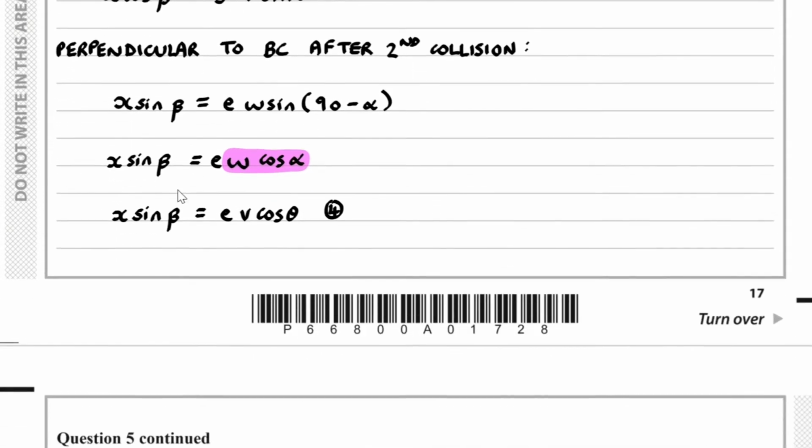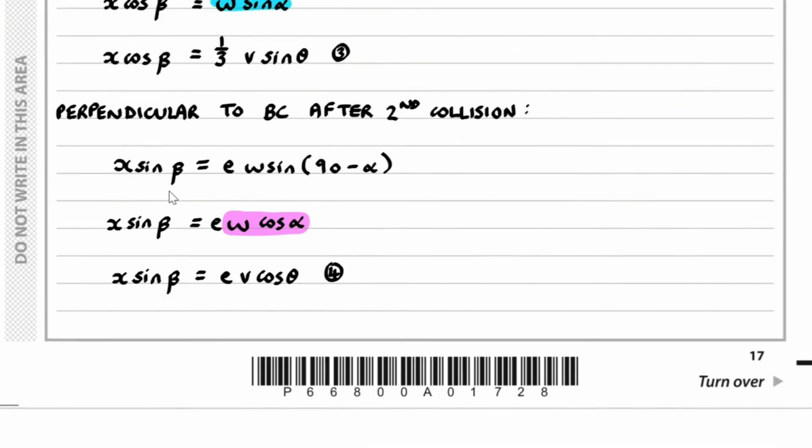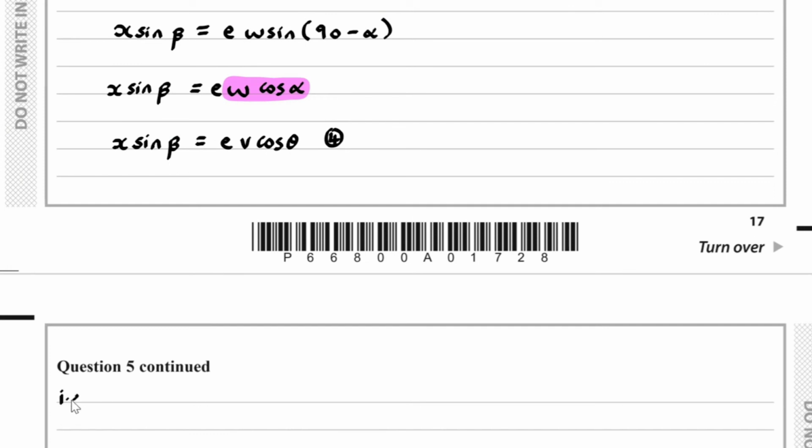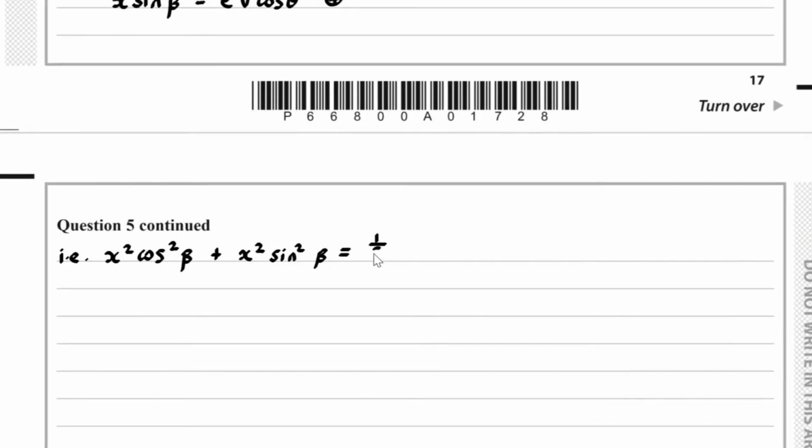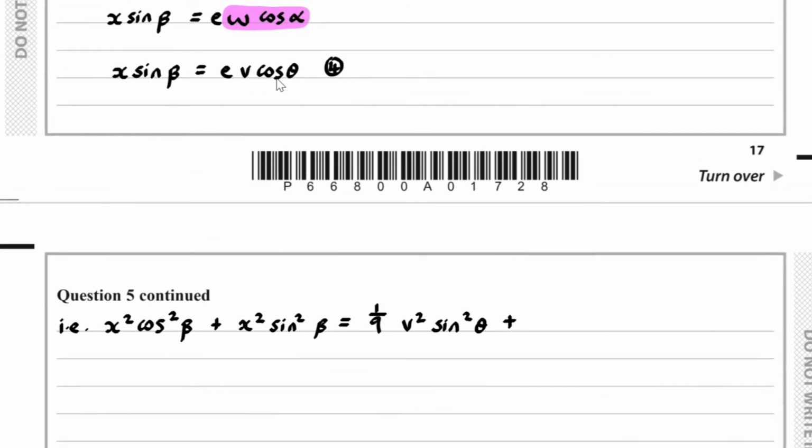Well, if I square those, then I would have X squared cos squared beta plus X squared sine squared beta. That will equal, well, X cos beta all squared. If I square this, I'll end up with 1/9 V squared sine squared theta. And then if I square EV cos theta, I end up with E squared V squared cos squared theta.